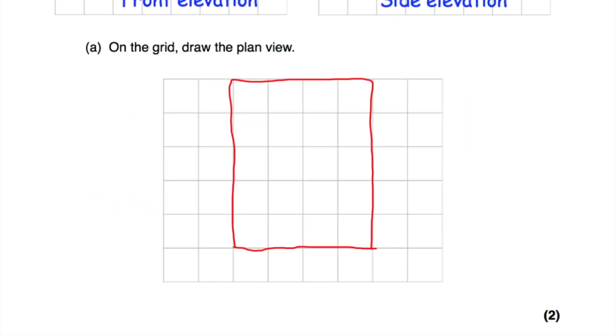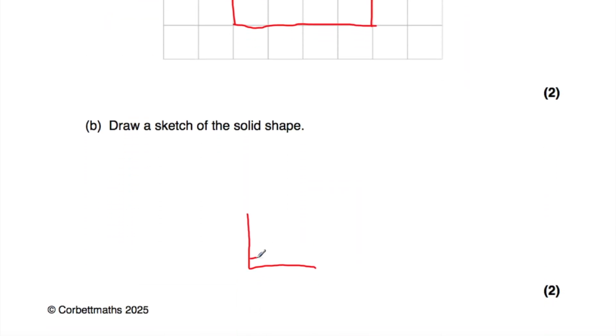So let's draw that right angle triangle. So we've got that right angle, and it's a triangle, and then it goes backwards like so, and then we just join it up. And that's not too bad, actually. That's the sketch of the solid shape. And that's it. Okay, let's look at our next question.